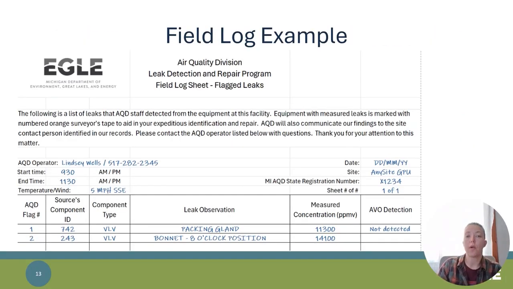So this slide is showing an example of that field log of flagged components that I mentioned before. The field log represents our preliminary findings and is left at the site so the on-site operators know what the flags are for and to aid in their prompt attention to the equipment that appeared to be leaking. We'll send you an electronic copy of this field log once we've completed our on-site inspection, and after we've reviewed and compiled all of our data, we'll send you an electronic letter that summarizes our findings.